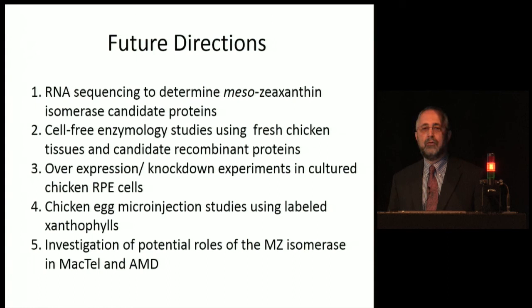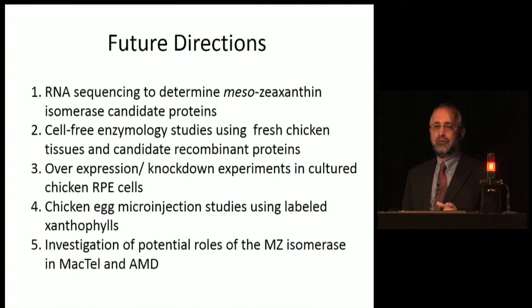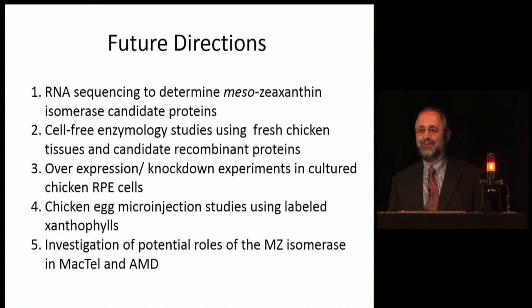We also can use this system to look at using labeled carotenoids. We can do micro-injection experiments, or we're trying to develop this, where we can inject labeled carotenoids directly into the egg yolk and follow meso-zeaxanthin, oxolutein, all sorts of these precursors, without having to go through the feeding experiments that John said obviously showed is a pretty difficult thing to do. And then, of course, hopefully by the time of the next carotenoid meeting, even next year at the Gordon Conference, we hopefully will know what the meso-zeaxanthin isomerase is.